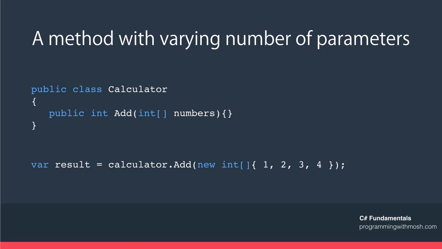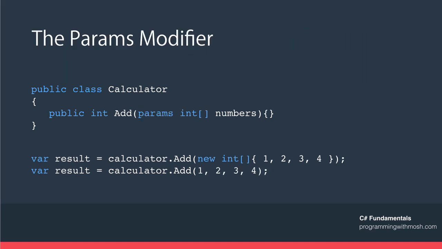While this works perfectly fine, there is just a slight problem here. And the problem is every time we want to pass a number of arguments to this add method, we have to create and initialize an array. So we have to use the new operator and the int array notation. It's not a big deal, but there is a simpler way to do that. And that's when we use the params modifier.